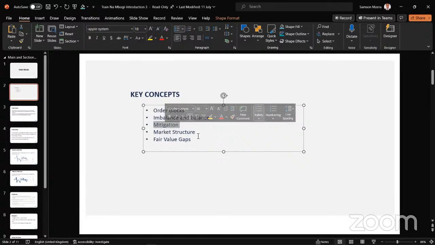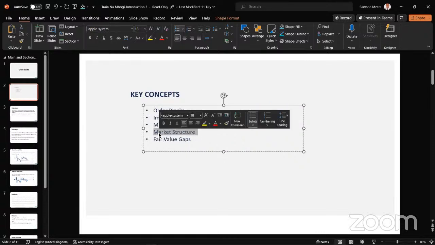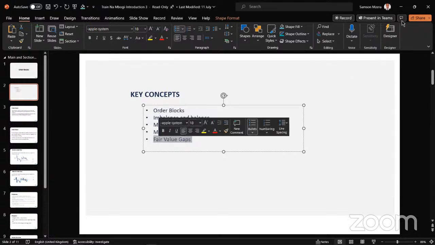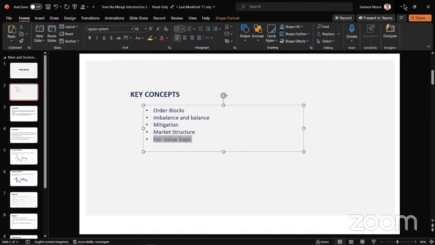Once you're done with that, just make sure to wait for a change in market structure and then use a fair value gap to enter. So this is fairly straightforward. All of these concepts are very strict.